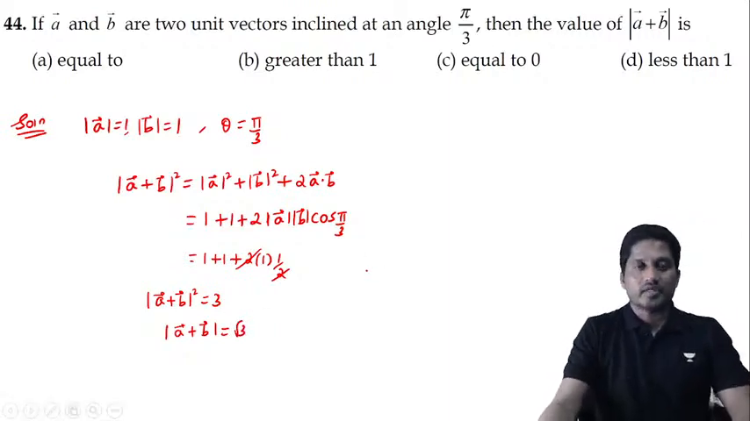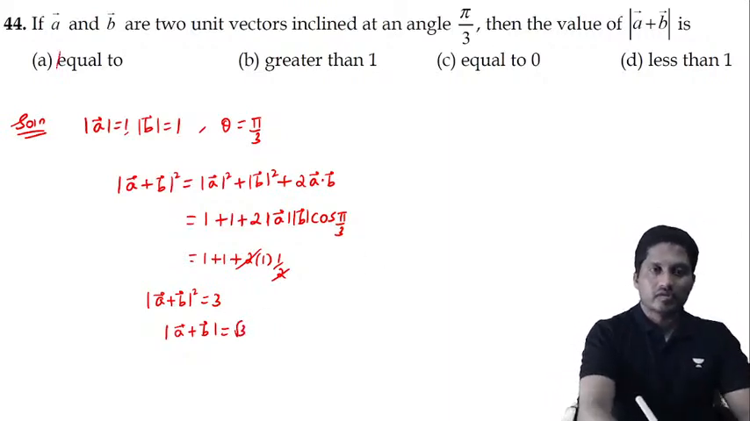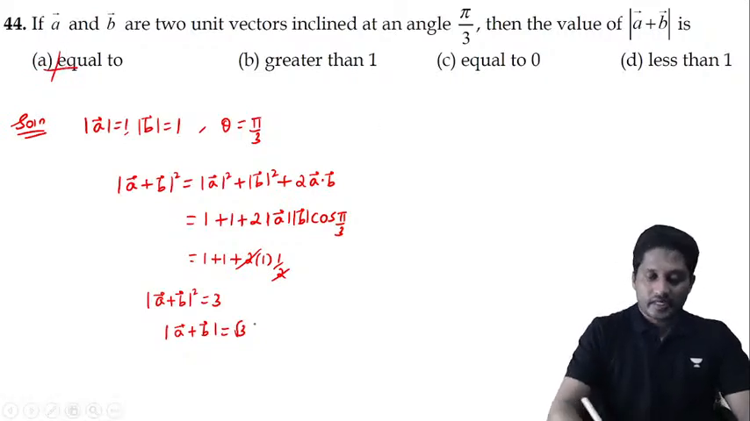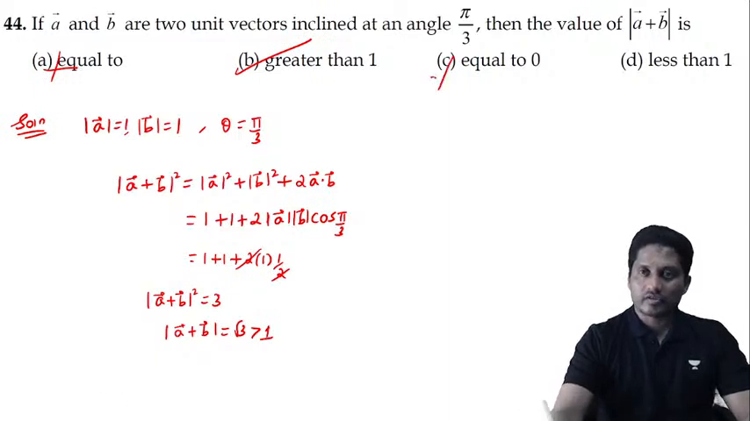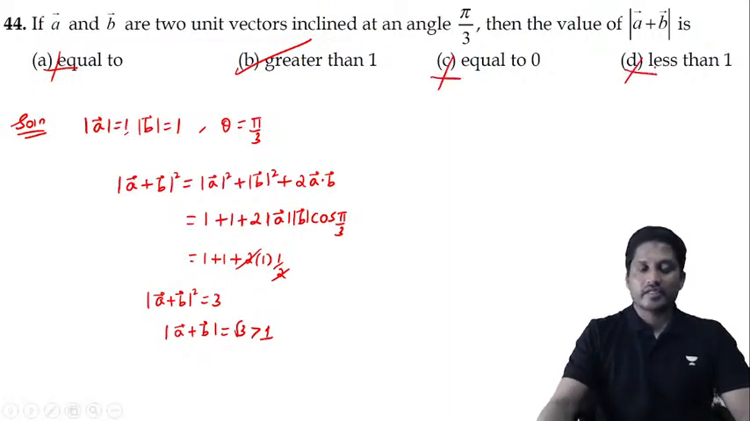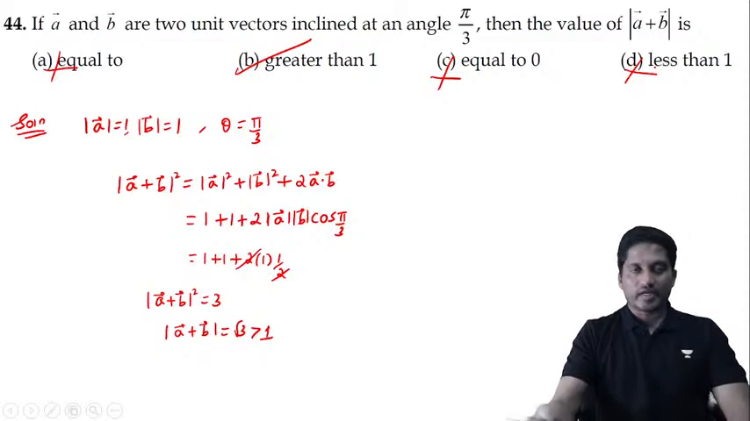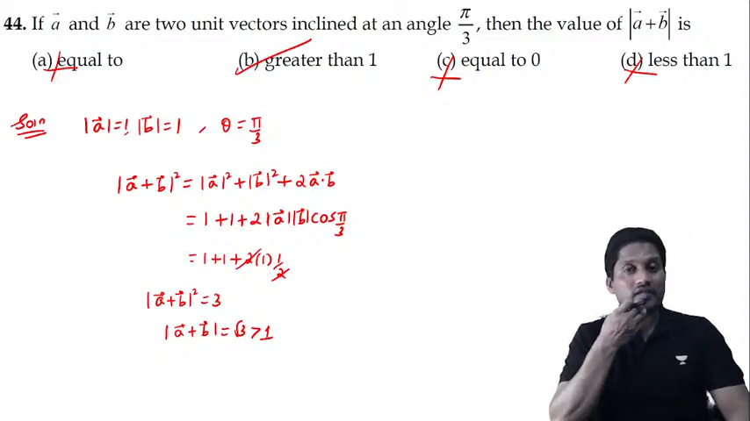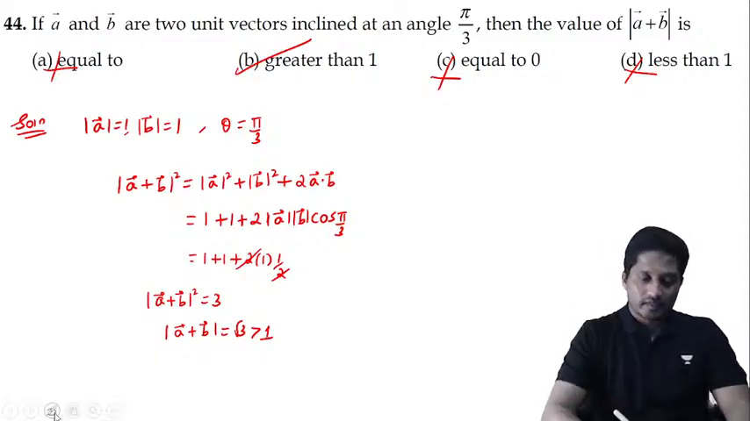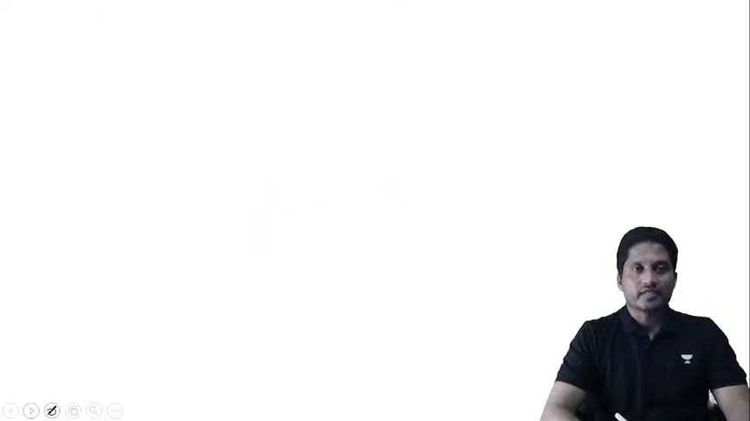Right, now first option is equal to 1, that is ruled out. Second option is greater than 1, which is obviously true. Equal to 0 is ruled out, less than 1 is ruled out. Answer is option B only. You don't get the exact value, he says less than 1, more than 1, equal to 1. Let's move to the next question.